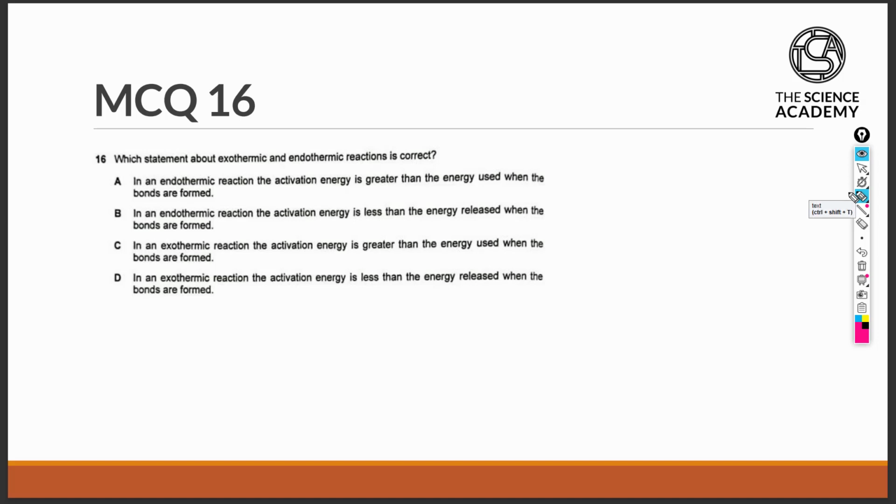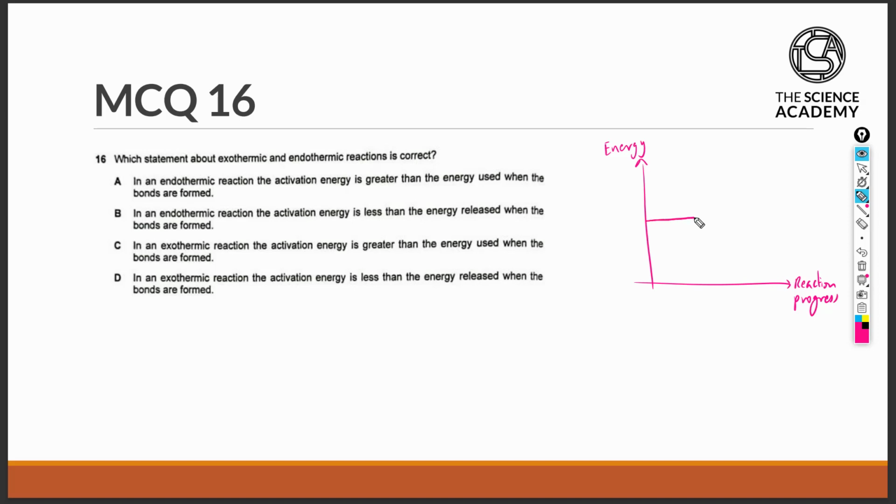Question 16. Which statement about exothermic and endothermic reactions is correct? So this question will require us to draw out an energy profile diagram of a reaction. An energy profile diagram monitors the change in energy levels of the substances, whether they are reactants or products, across the entire reaction progress or the duration of the reaction.